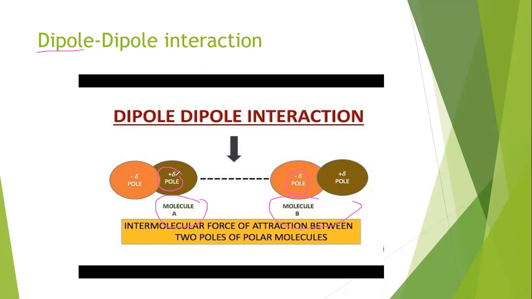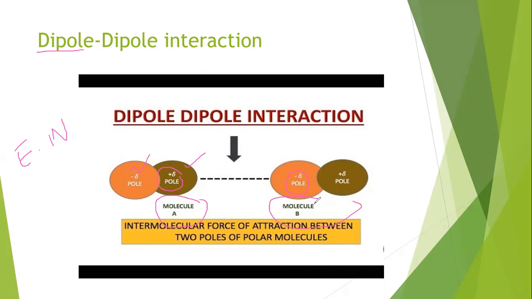Due to these opposite poles, they will make a dipole, and these dipoles are basically the result of the difference of electronegativity between these two atoms. A more electronegative atom, for example this one, will attract the electron pair towards itself more forcefully, and the less electronegative atom will attract the electron pair towards itself not that strongly.